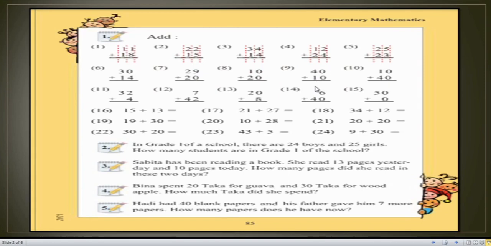And then if we see question number 10, we can see that 0 plus 0 is equal to 0 and 4 plus 1 is equal to 5. So the answer of question number 10 will be 50.